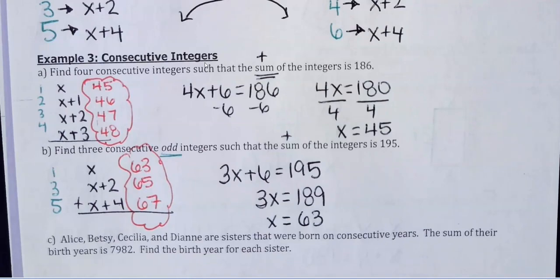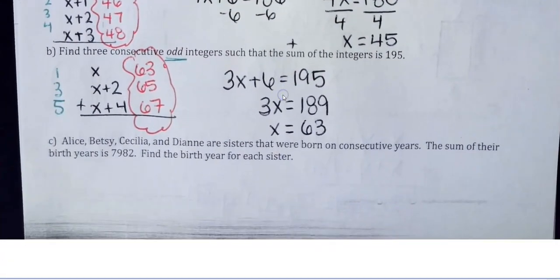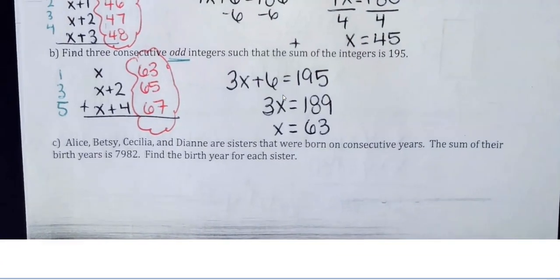Okay, you guys see if you can solve this last one. You probably want a calculator for it because it's got a pretty big number for the sum. It has 4 girls that are sisters, and it says they were born in consecutive years. The sum of all the years they were born in added together is 7,982. This is just consecutive. It's not odd or even, so you're not going to skip anything in between. It'll just be like 1, 2, 3, 4. See if you can find what years these girls were born.